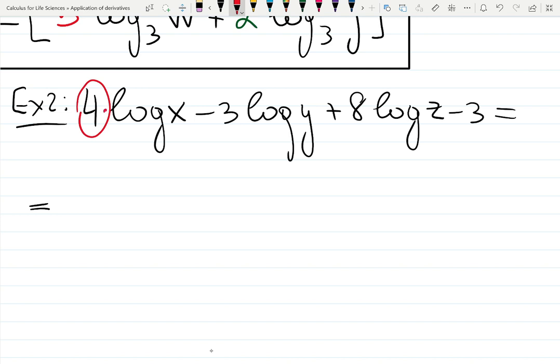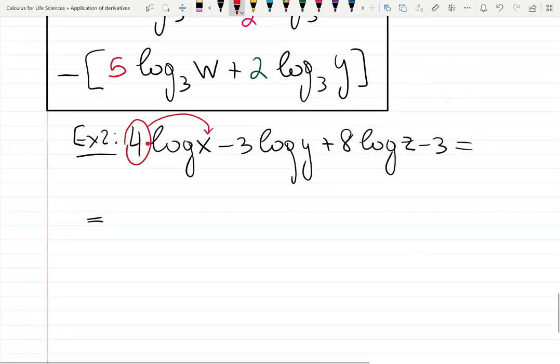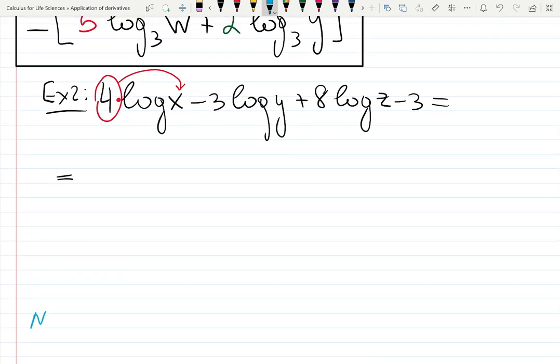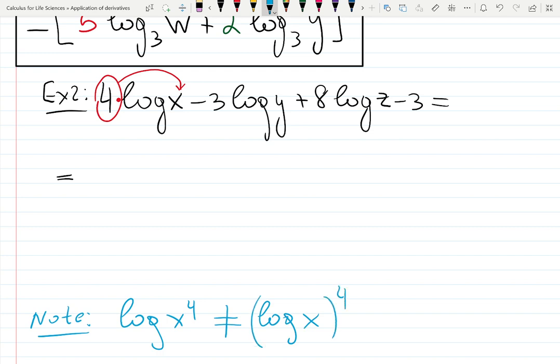This 4 in front of the log is multiplied. Can you guess what I'm going to do with it? Raise it to the power. Raise it to the power of x, exactly. Make sure you understand the difference. I'll write down at the bottom. Note, log x to the 4 is not the same as log x parentheses to the 4.